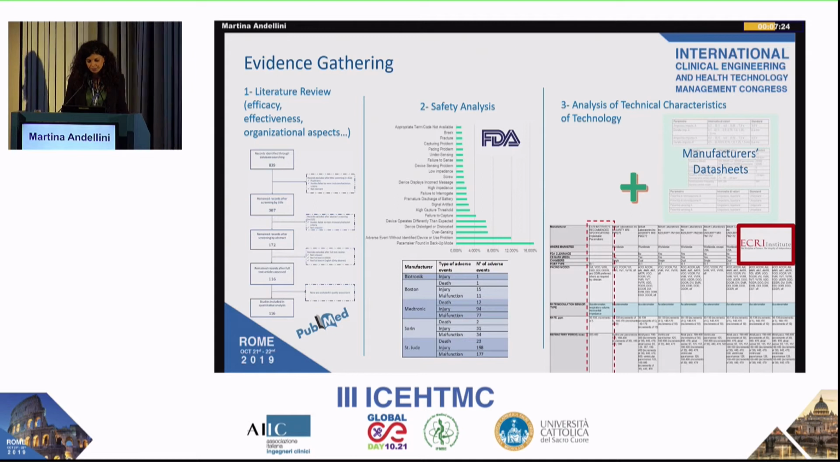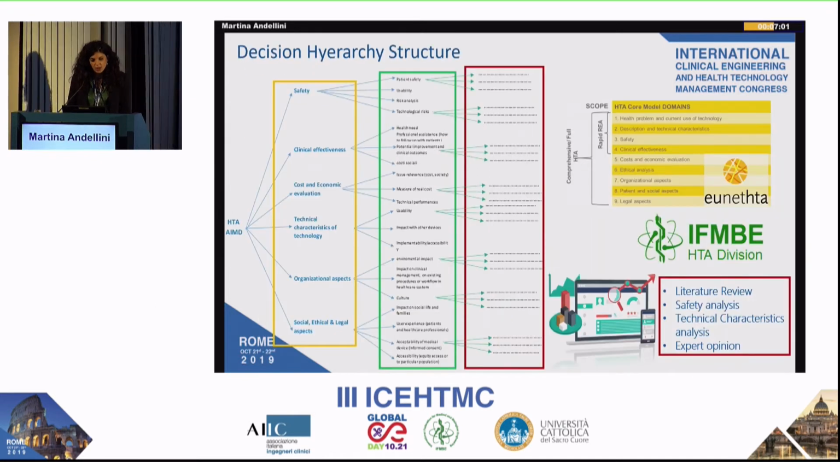So we consulted the manufacturer data sheet as well as the comparative table of technologies provided by ECRI, which is a table which describes a number of different pacemakers from different manufacturers with respect to a number of technical characteristics. So putting together all the information gathered, we build a decision hierarchy structure.